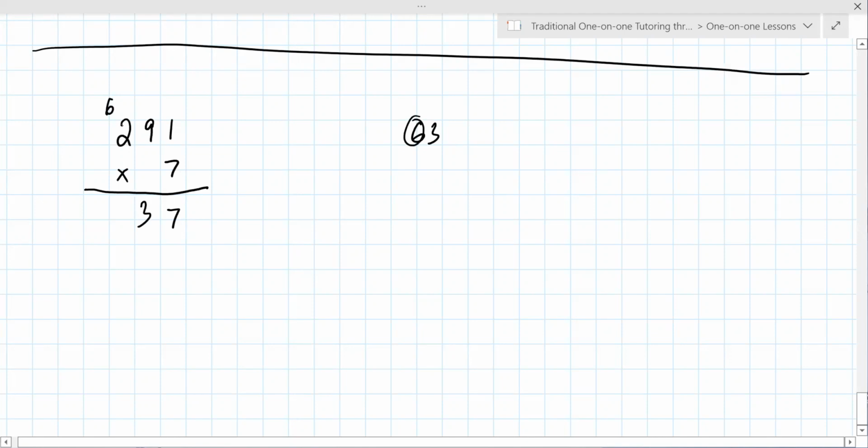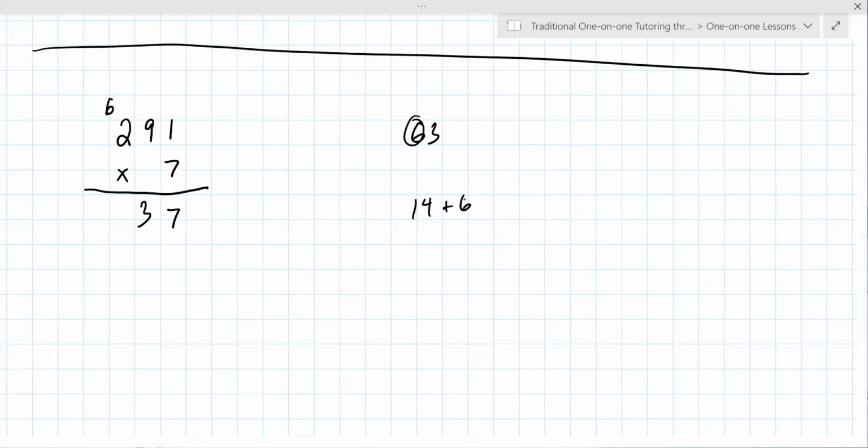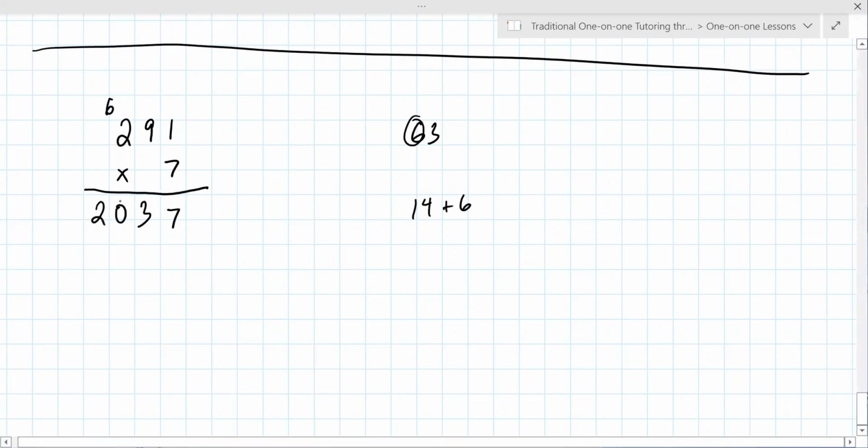So now it's 7 times 2. 7 times 2 is 14, plus the 6. 14 plus 6 is 20. So that puts a 20 here.